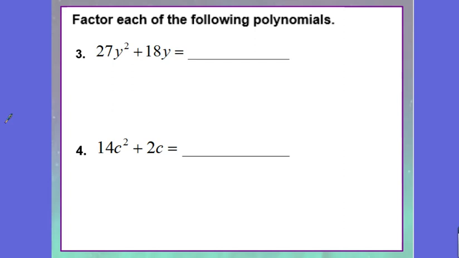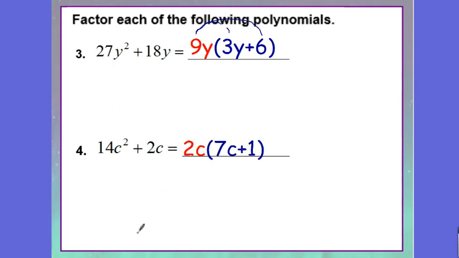Okay, so 27 and 18 are both divisible by 9, and even though the first term has 2 powers of y, the second term only has 1 power. So 9y is my GCF. 9 times 3 would give us 27, y times y would give us y squared, and then 9 times 6 gives us 18, and then that y joins in because it's really 9y times 6. Alright, problem 4. 14 and 2 are both divisible by 2, and they both have a power of c in common. So your answer is 2c times 7c plus 1. Again, that means that 14c squared plus 2c is actually equivalent to this expression, 2c times 7c plus 1.